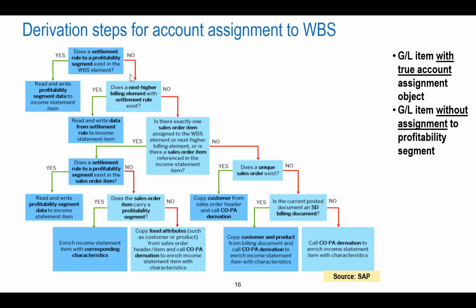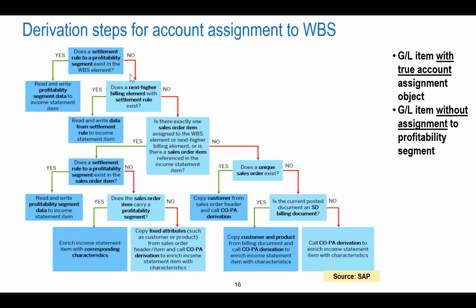Okay, this slide I took from SAP Help. There are derivation steps available for different objects: WBS, cost center, and order. I picked WBS for your reference, and you can refer to SAP Help. I have provided the link close to the slide. Let's look quickly at two layers. I'm not going to go through all these different steps involved.